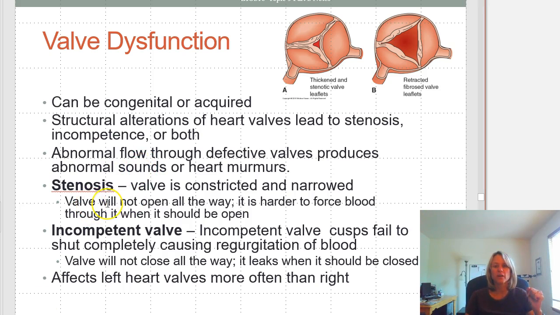Stenosis is when the valve is constricted or narrowed. So the valve won't open all the way, and it's harder to force blood through it when it should be open. With an incompetent valve, the cusps fail to close all the way, and then blood is allowed to regurgitate back in the direction from which it came. So it leaks back when it should be closed. Valve dysfunction tends to affect the left heart valves more than the right.